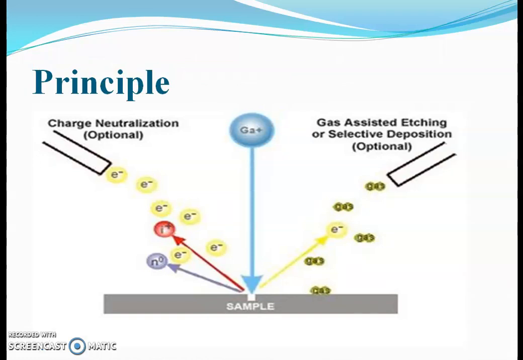Then the principle. What is the principle? You can identify in this figure gallium, represented by Ga+, striking the sample surface, and sputtering of a small amount of material occurs. How the gallium ions are generated we have already seen in the previous slide. When the gallium ions hit the sample surface, they are the primary ions, and they generate secondary ions, which are positive, negative, or neutral, which we'll discuss in the next slide.